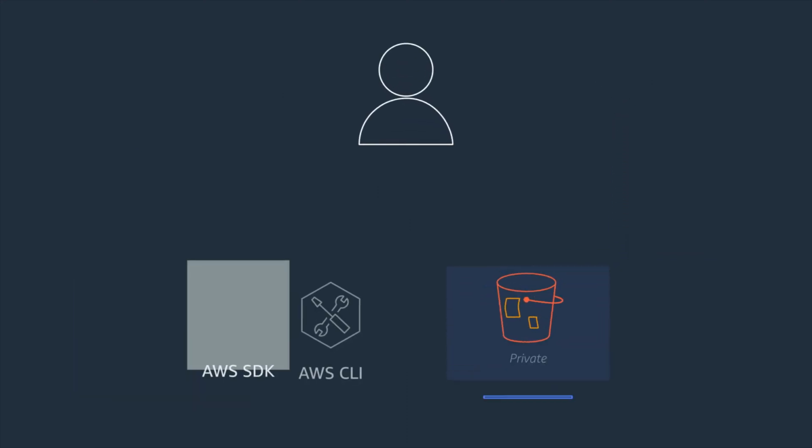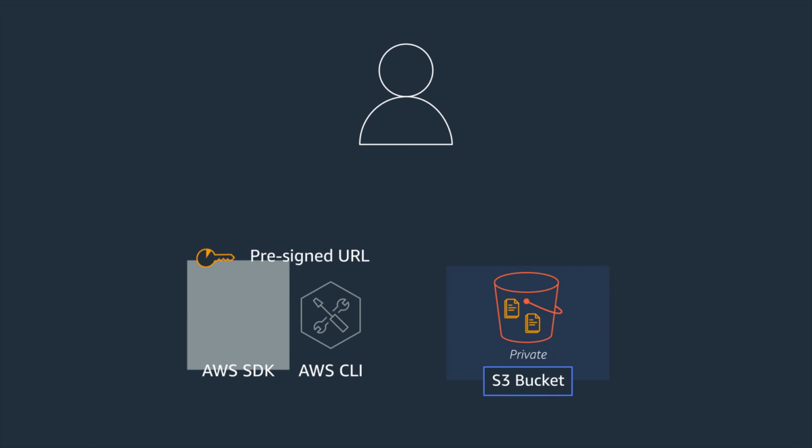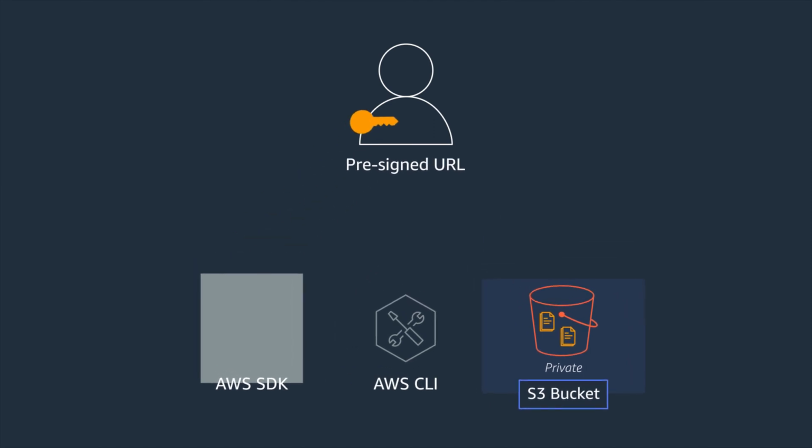A pre-signed URL can be constructed using the AWS SDK or the AWS CLI, and it uses the creator's own security credentials to sign the URL to add a layer of security to it. Then you give the URL to your user, and the user will be able to access the object for a limited time that you configured. When this time lapses, the pre-signed URL will no longer access the object.